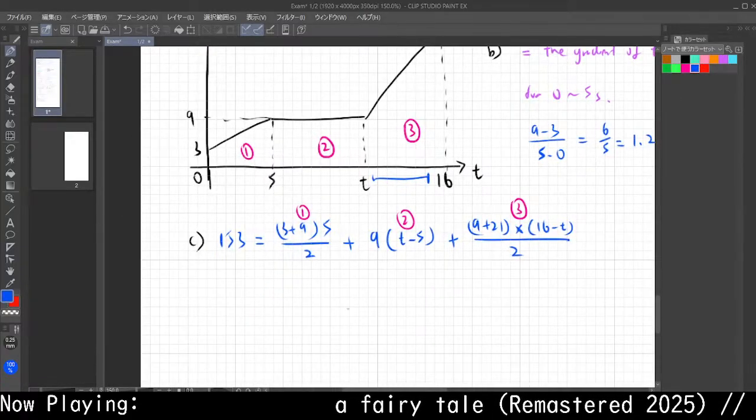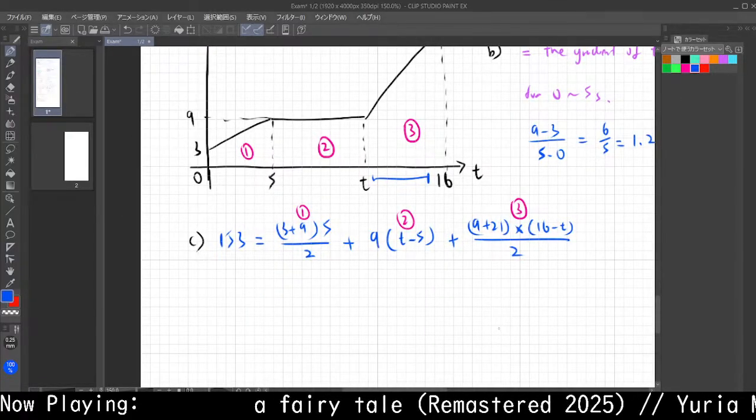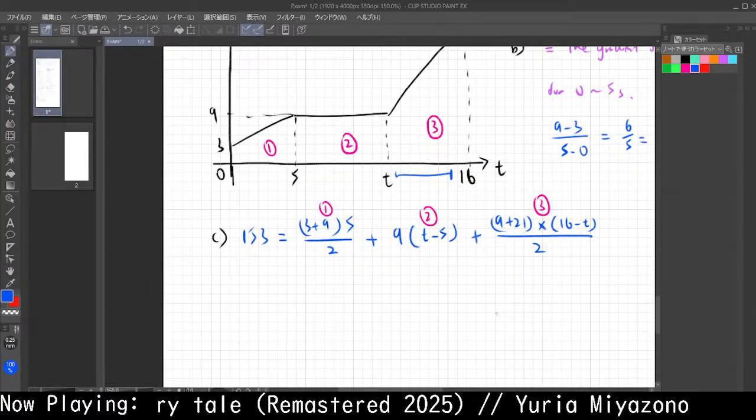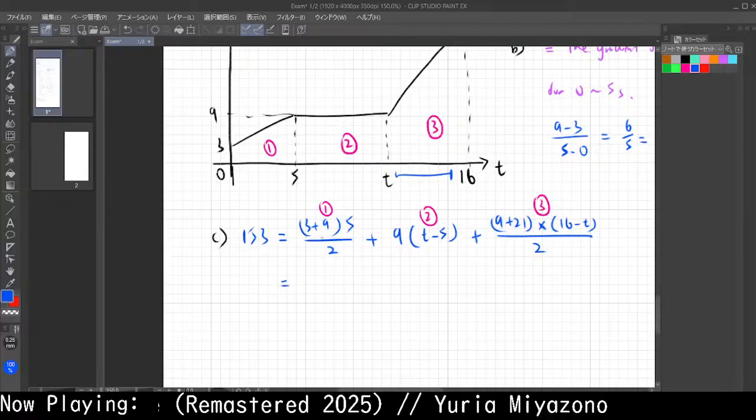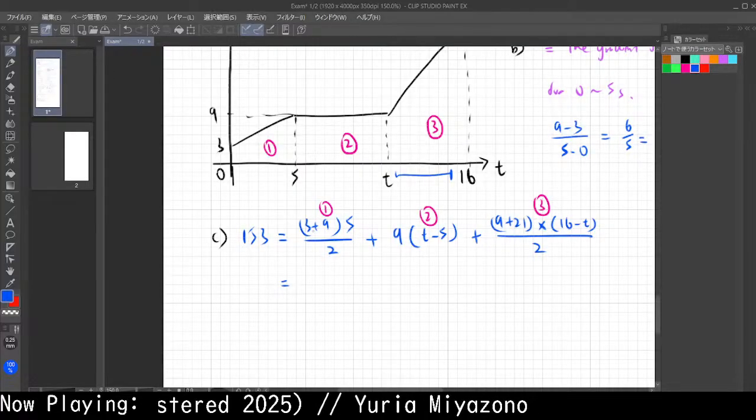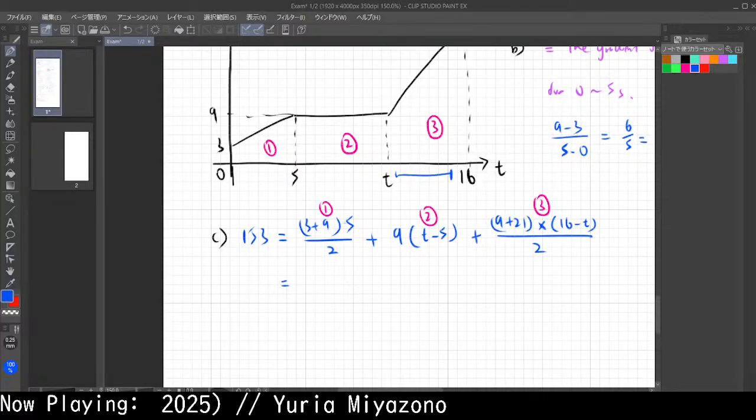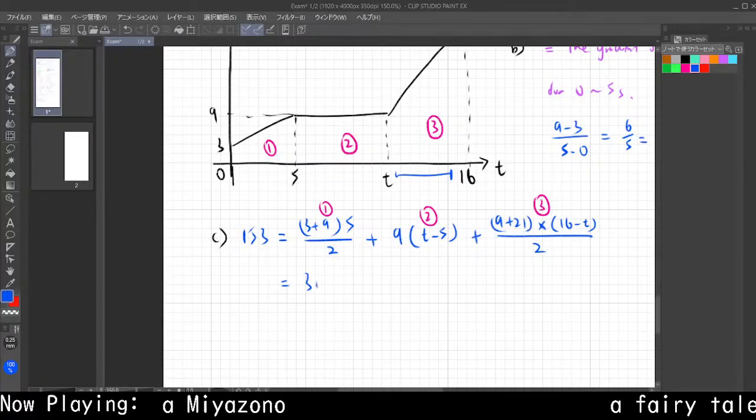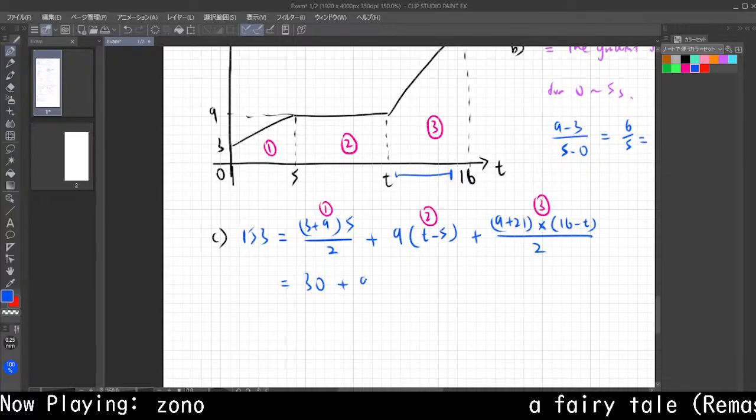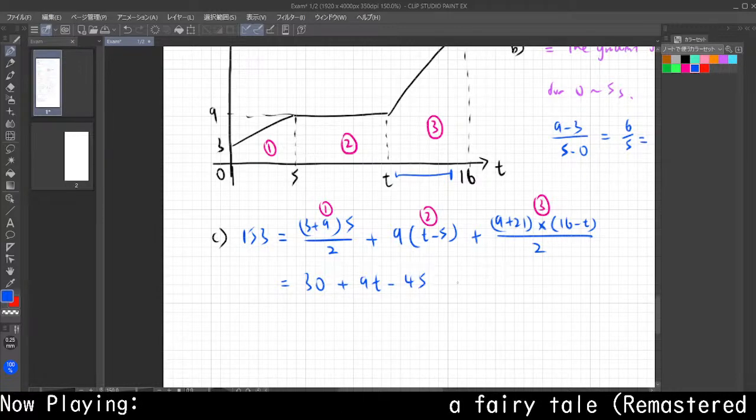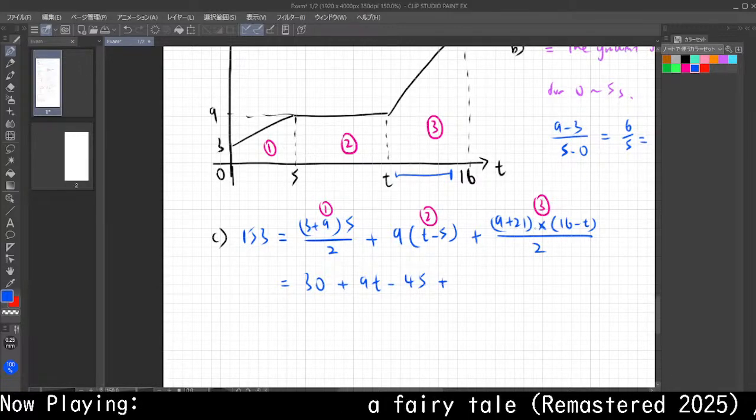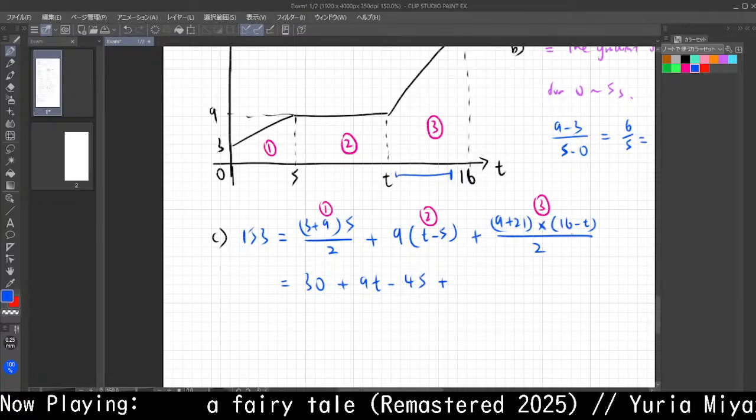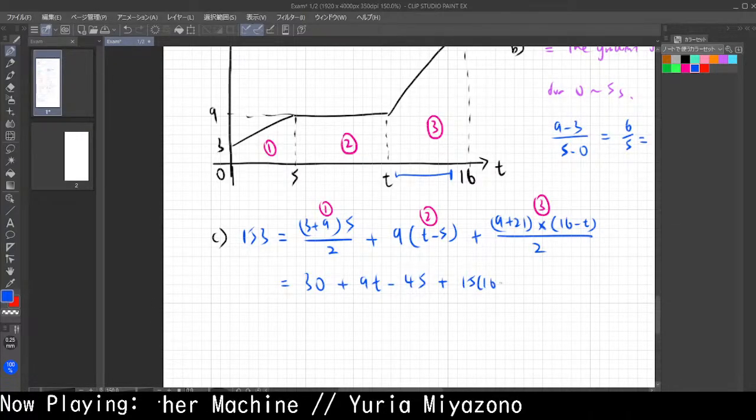Just expand it. If you want to, you can multiply the entire thing by 2, but it's not necessary actually. I'll just expand and you see what I mean. 3 plus 9 is 12. 12 times 5 is 60. 60 divided by 2 is 30. And you multiply inside plus 9t minus 45. 9 plus 21 is 30. 30 divided by 2 you get 15. So 15 you multiply into the bracket.